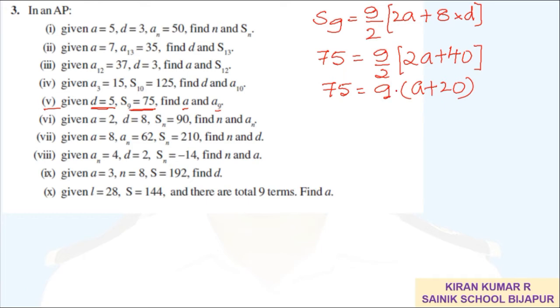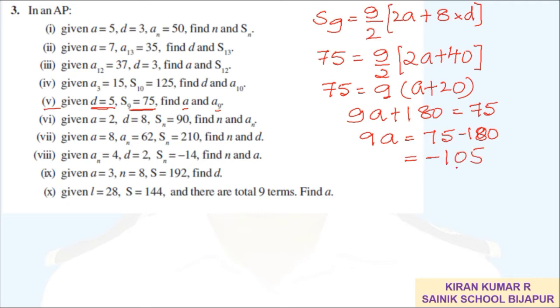So 9 times of a is 9a plus 180 equal to 75. So we need to find the value of a. So 9a will be equal to 75 minus 180. So we get it as negative 105 divided by 9. So the value of a is negative 35 by 3.